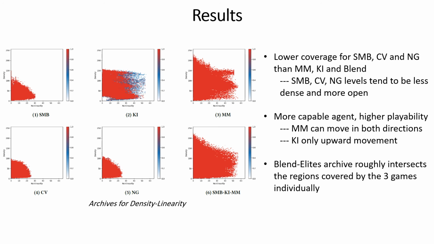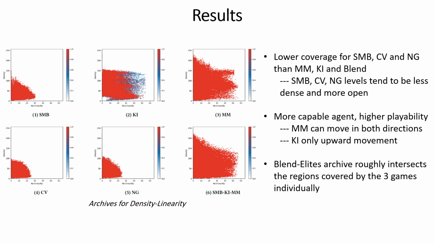Moreover, the archive for Blend Elites seems to roughly intersect the regions covered by the 3 games Mario, Kid Icarus, and Mega Man. For example, the lower left corner region that is mostly unplayable in Kid Icarus is playable for Blend Elites, likely because it is playable in Mario and Mega Man.